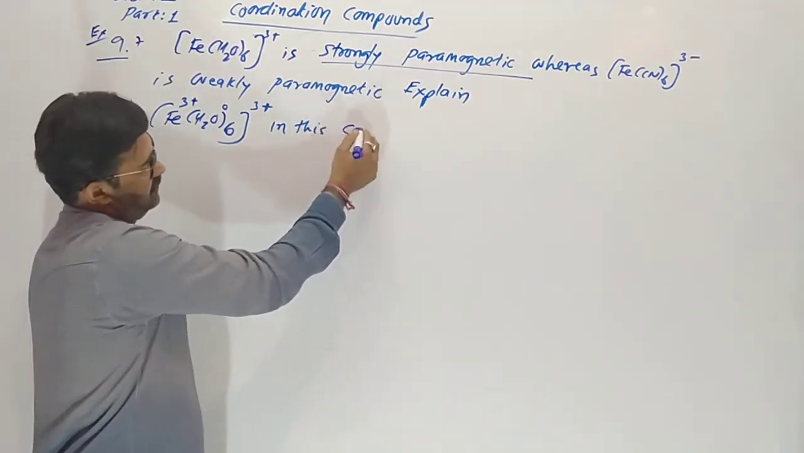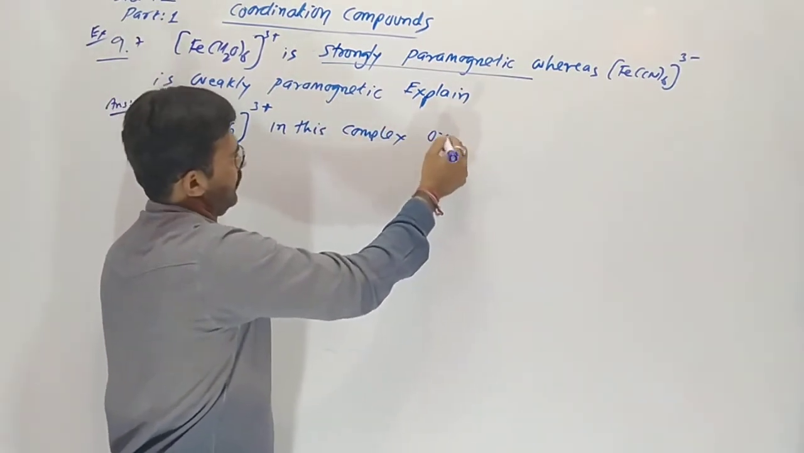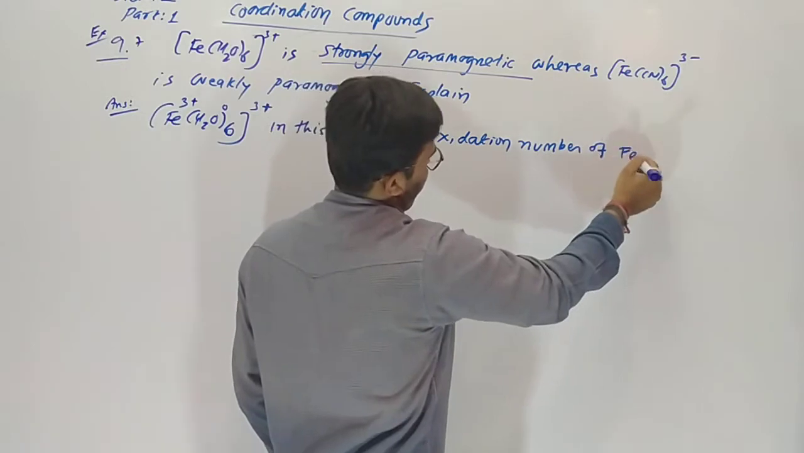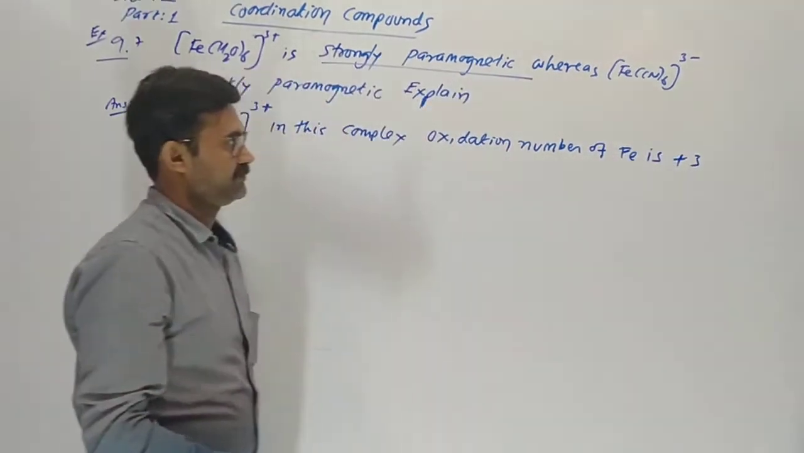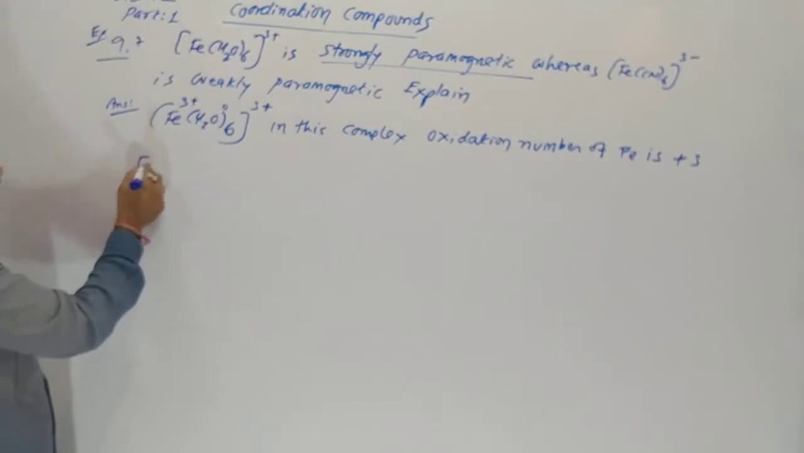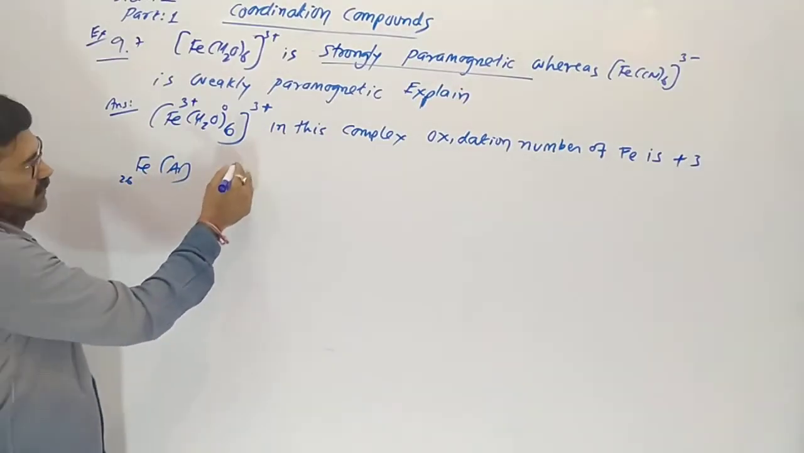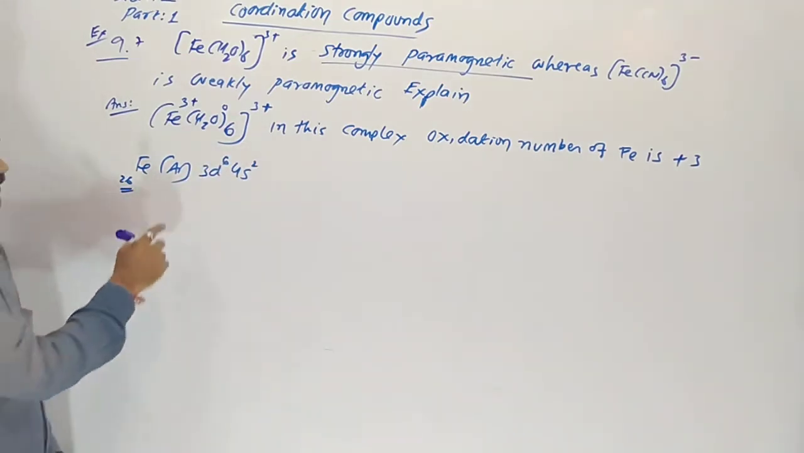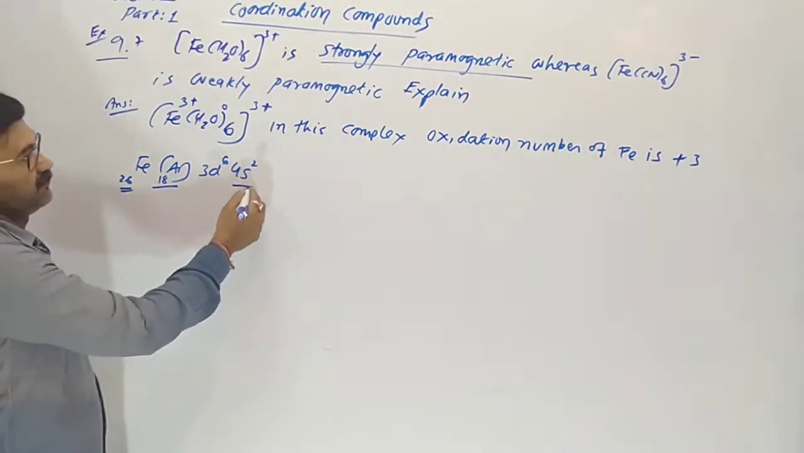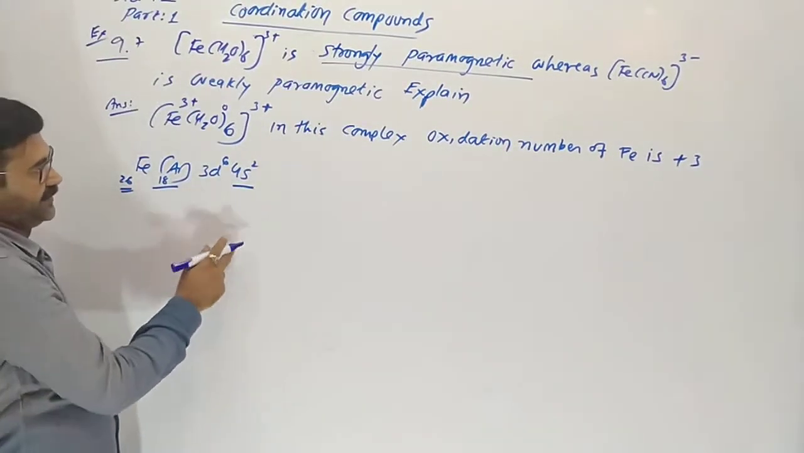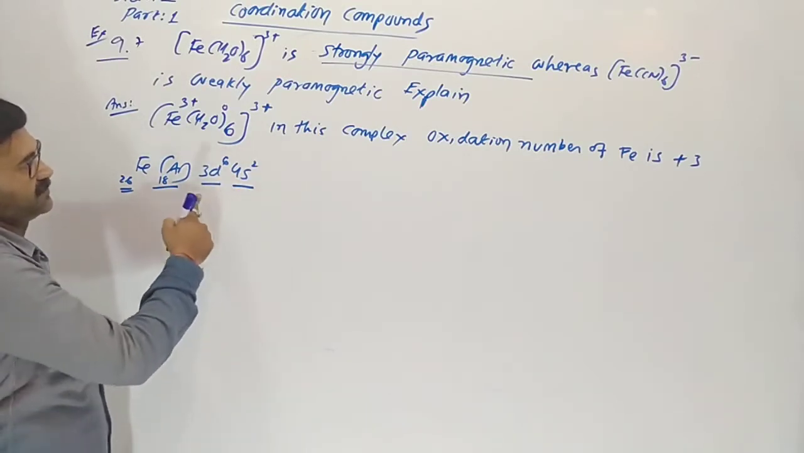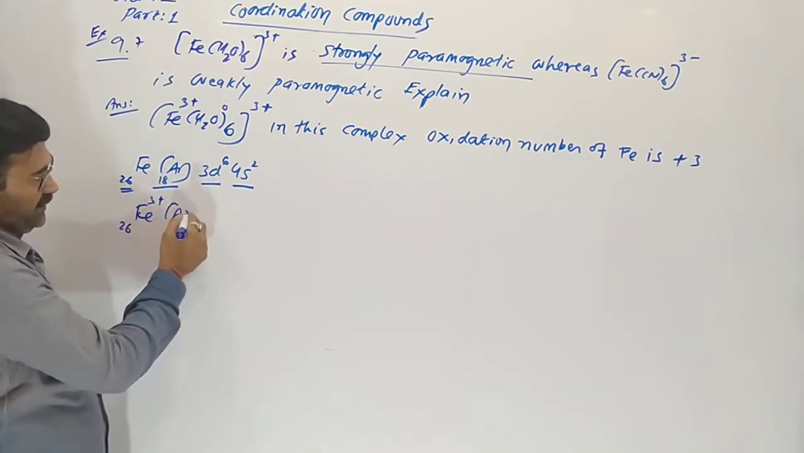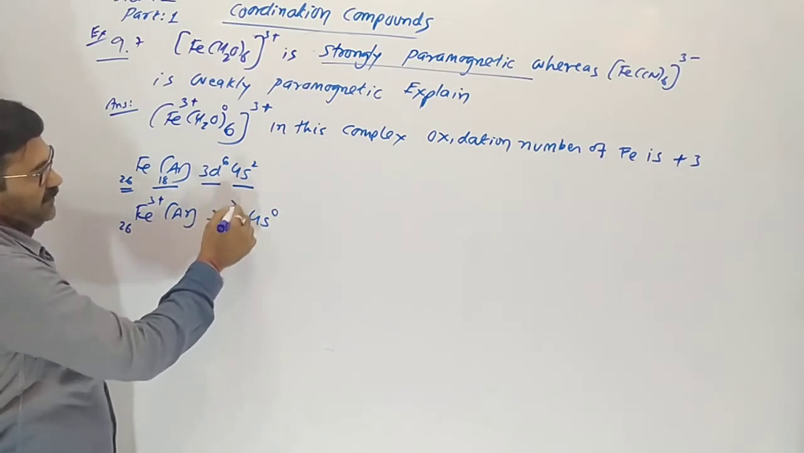In this complex the oxidation number of Fe is +3. So electronic configuration of Fe: argon 4s2, 26 is the atomic number of Fe. First argon 18 completes, first 4s fills up, 18 plus 2 is 20, then 3d. Written in sequence as 3d then 4s. Now after removal of 3 electrons from there, it is 4s0 and 3d5.